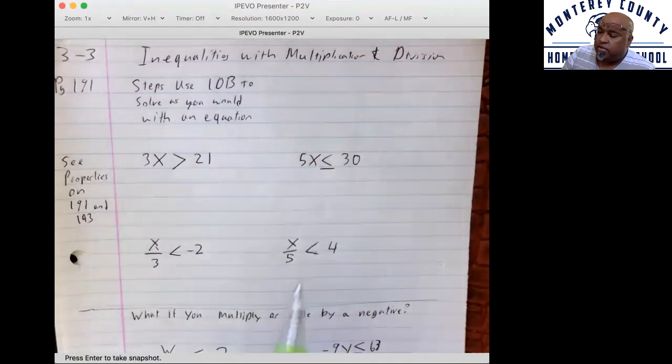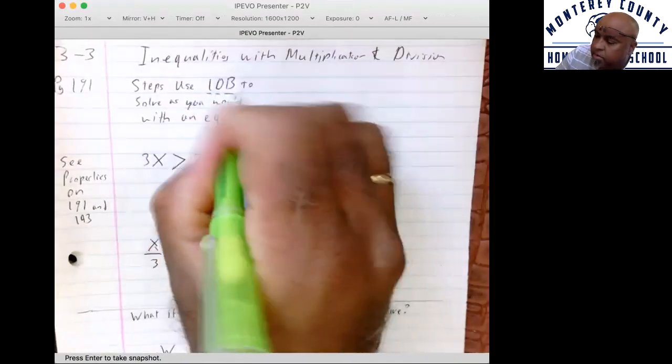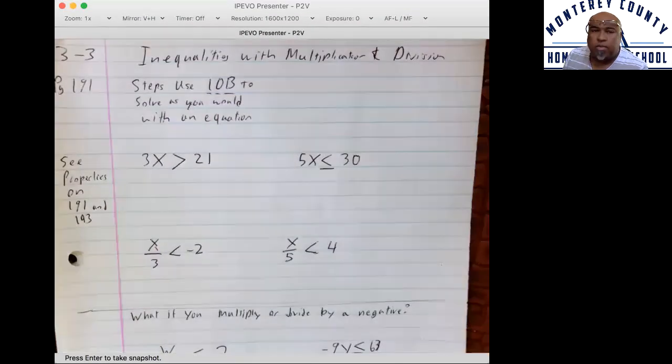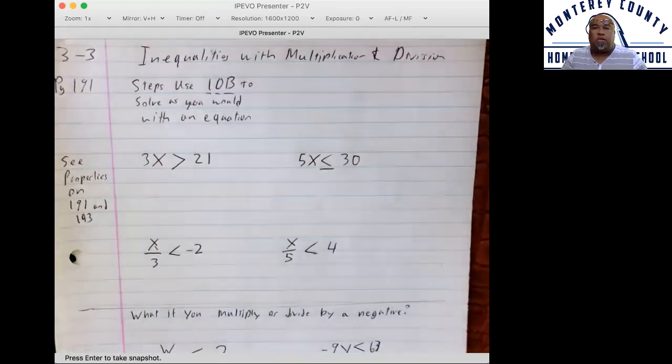Inequalities with multiplication and division. The steps use isolate, opposite, both, or IOB to solve as you would with an equation, okay? I would like for you to see the properties on pages 191 and 193. I'll let you look at that on your own. I'm going to try to shorten this video. I'm not going to actually graph each of these because we went into a lot of detail on graphing in the last two videos. Again, you will need to graph these when you do them as part of your homework.